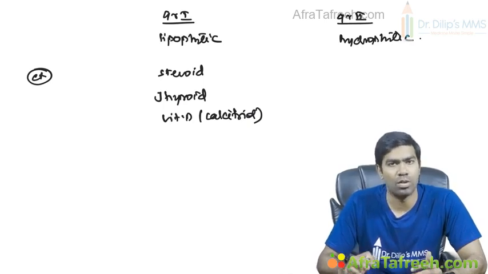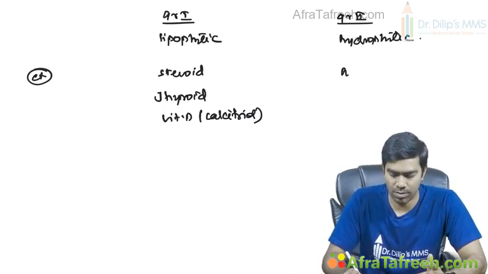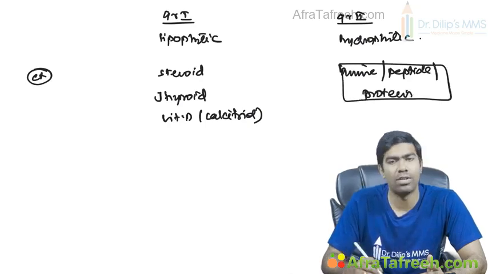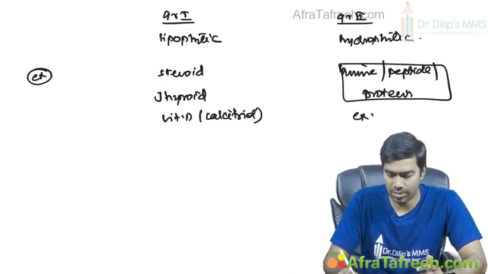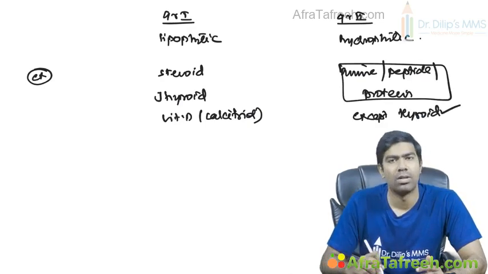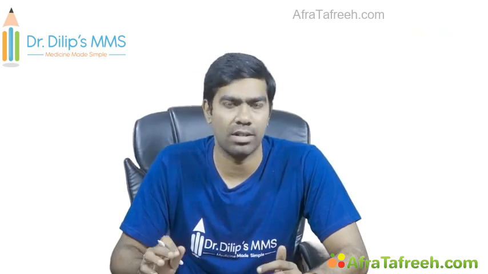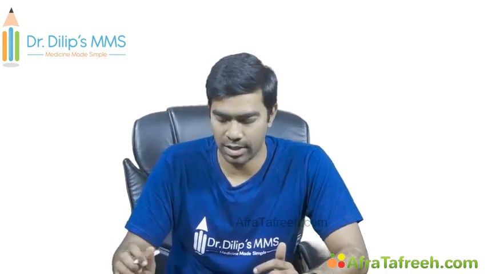And what are the group 2 hormones? They are hydrophilic hormones, which means all amine and peptide and protein-based hormones tend to be hydrophilic only, with the only exception being thyroid hormones. Apart from this, every other single amine, peptide and protein-based hormone tends to be hydrophilic in nature only.